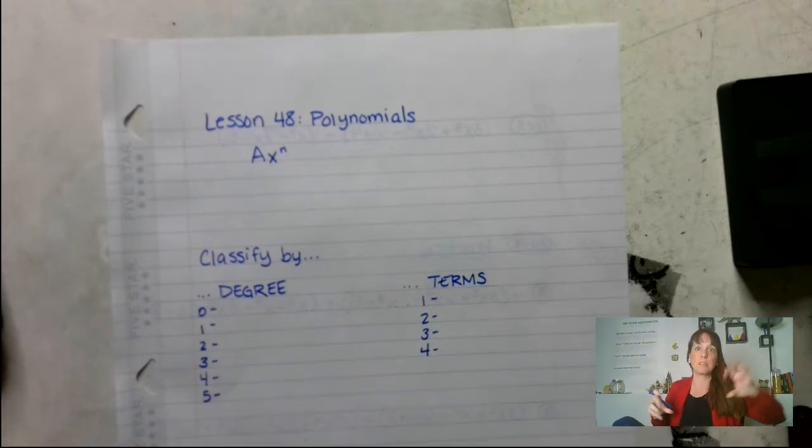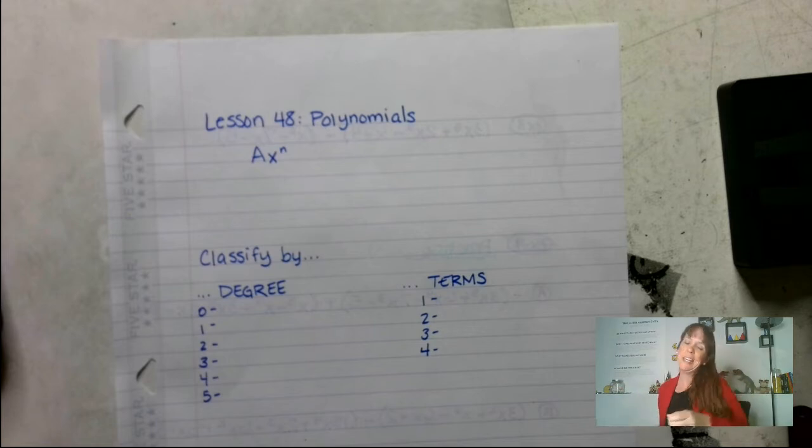We're talking about polynomials today. Here's what you need to know about polynomials. They are just chunks broken up by addition, subtraction. What we do is we take these polynomials and we classify them in two different ways, and we're going to talk about that, and then we're going to talk about adding those today.